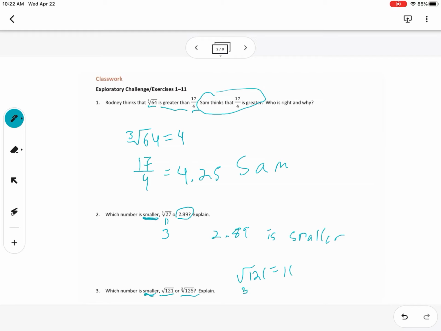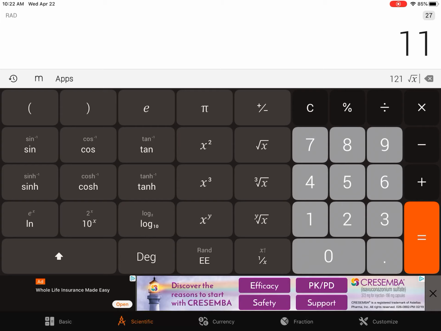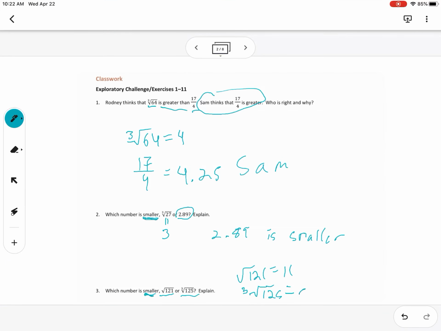So the square root of 121 is 11. And we're going to find out what the cube root of 125 is right now. So doing the cube root of 125, the cube root button is the button to the left of the 4, it is 5. To check my work, if I do 5 times itself 3 times, it should give me 125. So 5 times 5 times 5, there's 3 fives there, and it does in fact give me 125. So it asks which one is smaller. You would answer the cube root of 125 is smaller, less than the square root of 121.